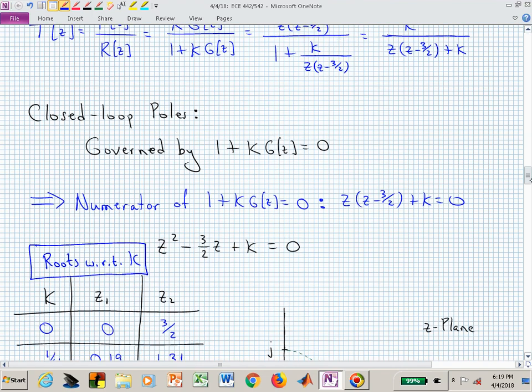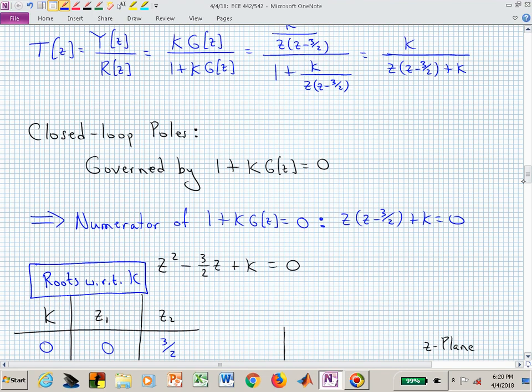So let's just evaluate that expression for some particular values of K. If I plug in K equal to 0, it's maybe easier to see in this blue line. If I set K equal to 0, now it's already factored. I have Z times Z minus 3/2. I have a 0 at 0, a 0 of that polynomial, which is a pole, at 0, and another pole at 3/2.